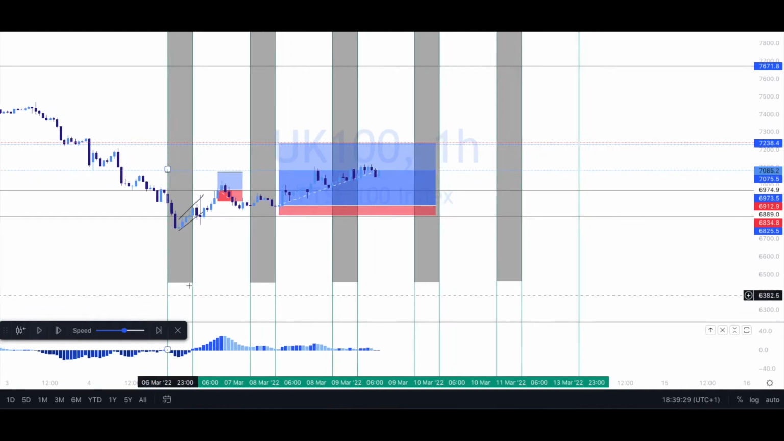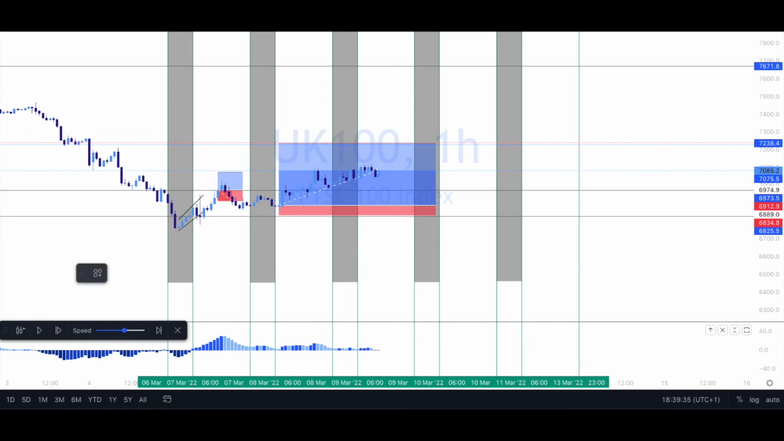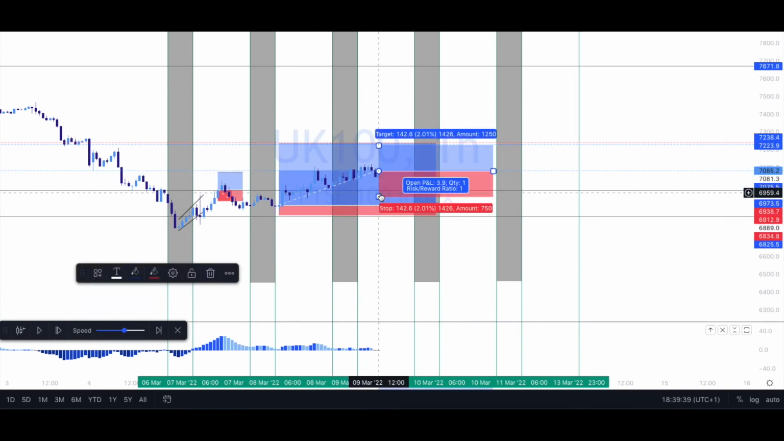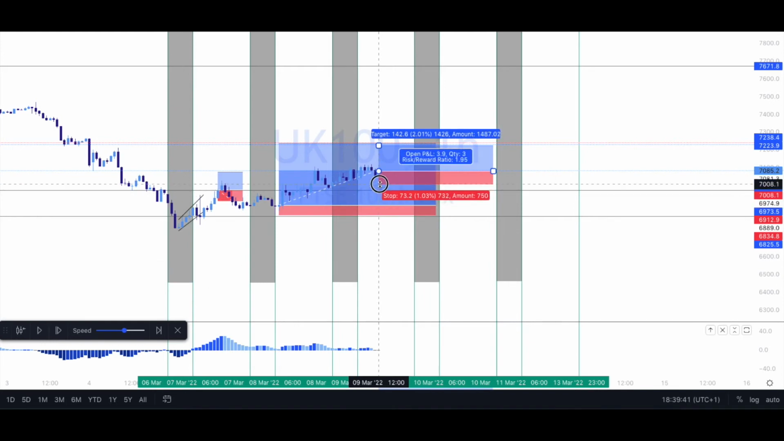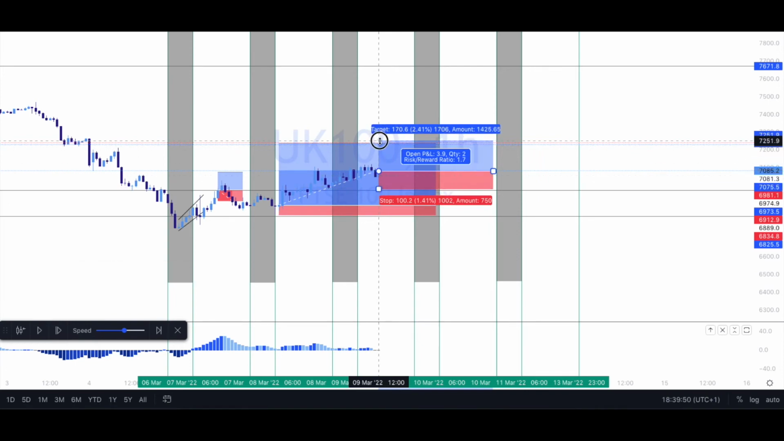Okay, so I should have taken this one here, the 11 o'clock candle, but we didn't see that, right? Took a phone call, whatever it could be. But we're gonna jump in over here. We're gonna do 100 pips, right? We're gonna keep the stop roughly about that level.